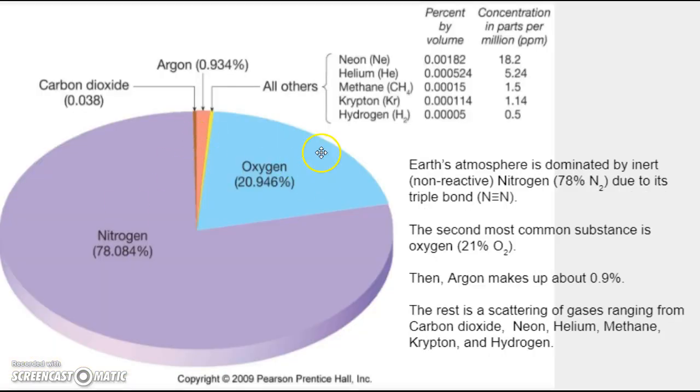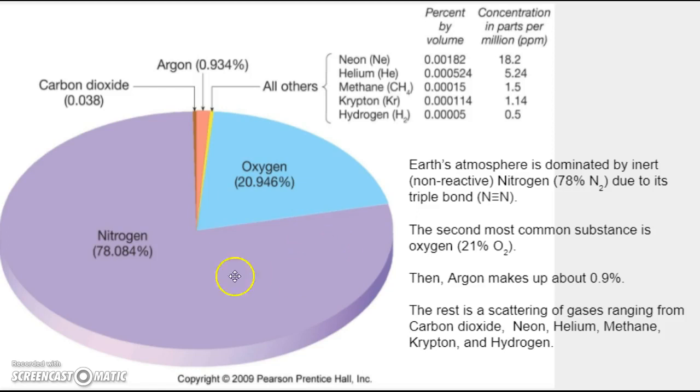So what is our atmosphere made of? Well, our Earth's atmosphere is dominated by inert, or non-reactive, nitrogen. Roughly 78% of our atmosphere is nitrogen gas due to its triple bond. It's a very strong bond. It doesn't want to be broken. However, the second most common substance is oxygen, roughly 21%. And then there are small traces of argon, about 0.9%. And the rest is a scattering of gases ranging from carbon dioxide, neon, helium, methane, krypton, and hydrogen.